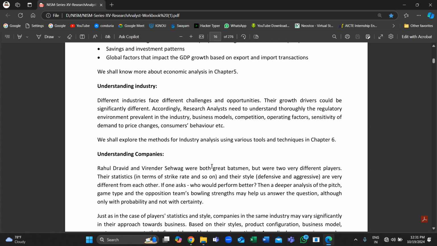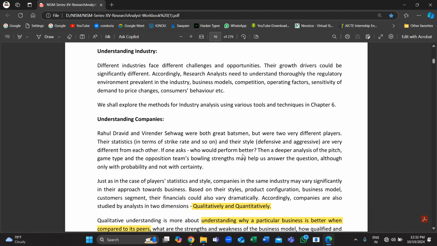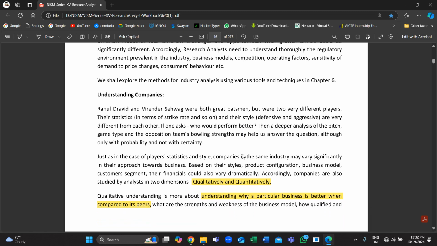Later, understanding the industry. Different industries face different challenges and opportunities, so their growth drivers could be significantly different. Accordingly, analysts need to understand thoroughly the regulatory environment prevalent in the industry, business models, competition, operating factors, sensitivity of demand, and changes in consumer behavior, etc. Then, understanding companies.